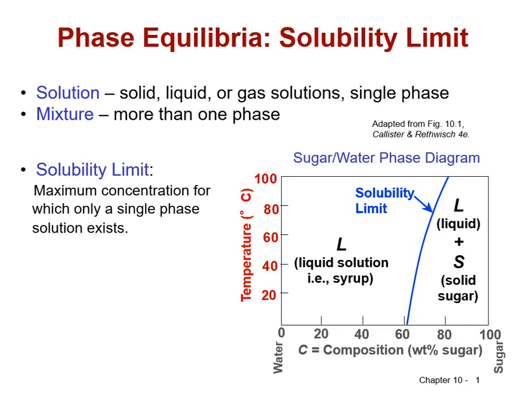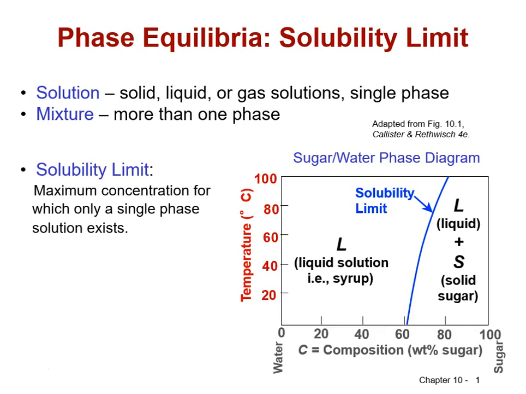So if we go from left to right, we're increasing the amount of sugar, and if we go from bottom to top, we're increasing the temperature for a given ratio of sugar to water. And you can see there's a dividing line there in the light blue, the solubility limit. Everything that is above and to the left of that would be a liquid solution with two components, water and sugar, water probably being the solvent and sugar probably being the solute.